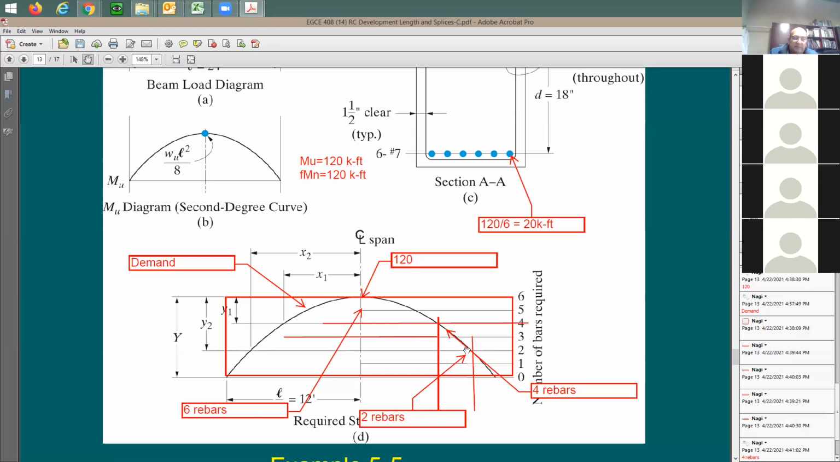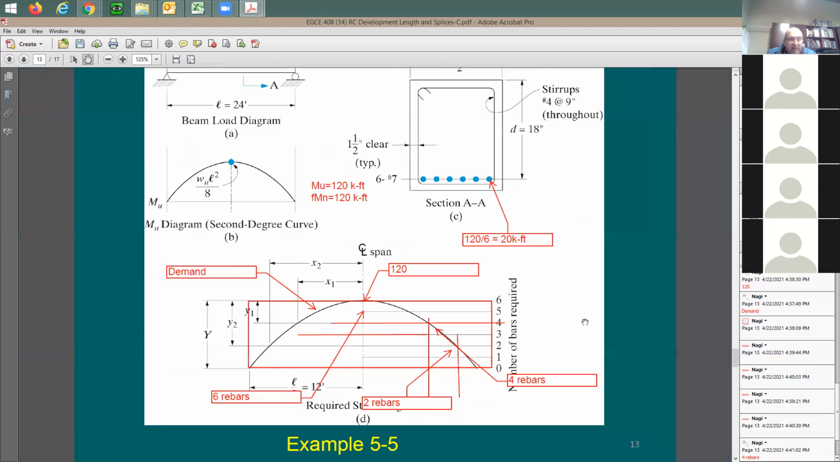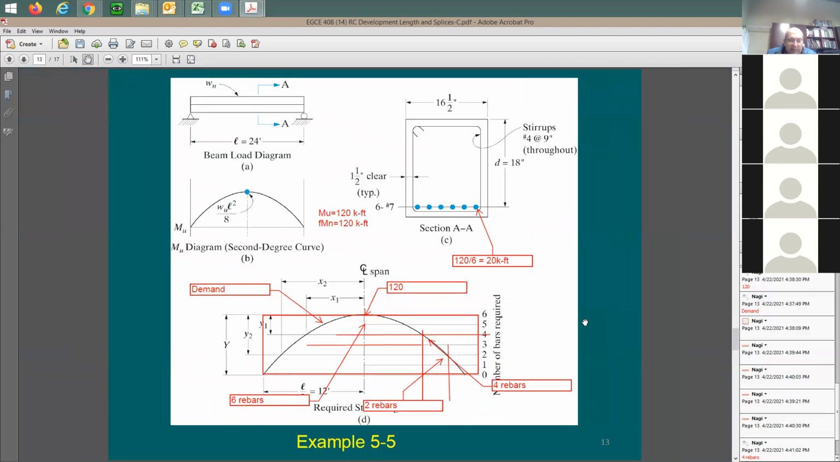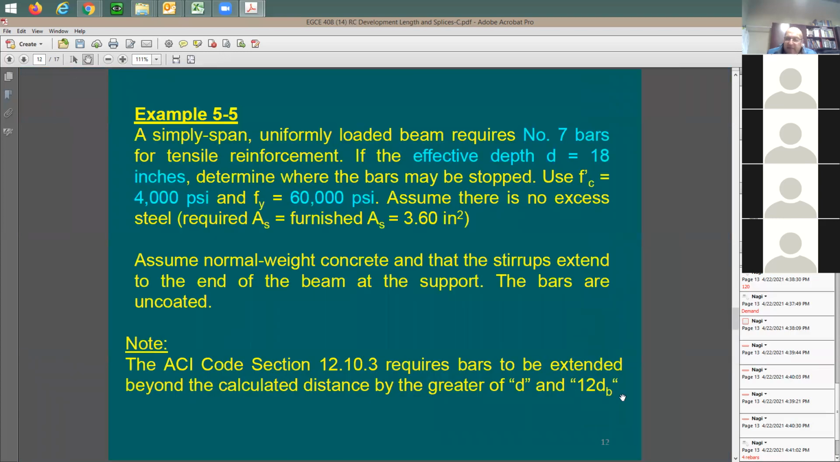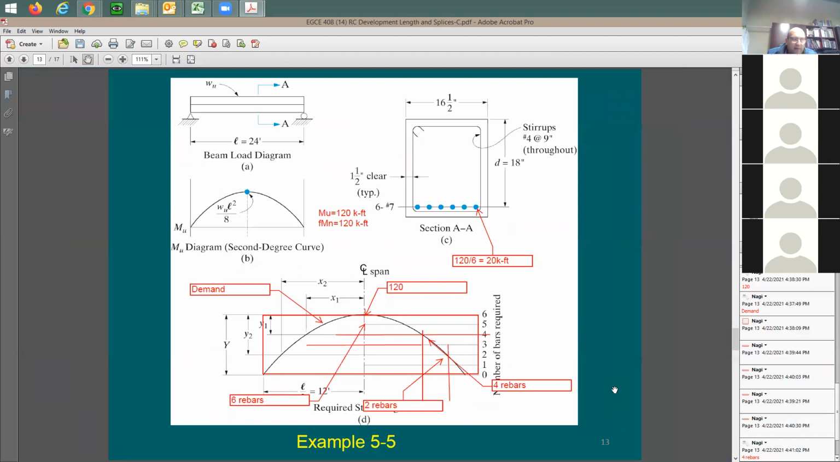But I cannot just stop the rebar right here. I need to extend it a little bit. You have Ld, and what else do you have beside this? You're gonna say, I have this number that I mentioned, which is gonna be equal to the depth d or 12 db. Now, where can the Ld be measured from? Someone's gonna say, I can measure the Ld from here. And after this, I'm gonna be extending it to a distance of d.